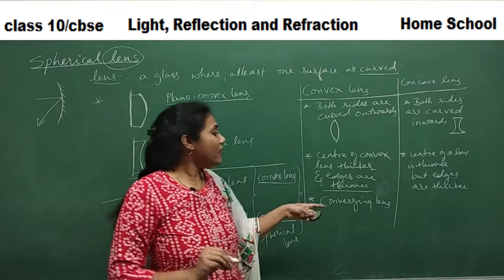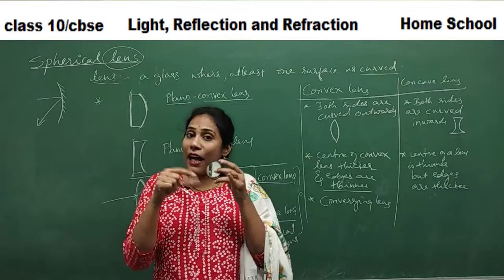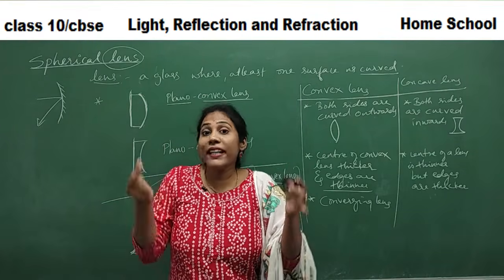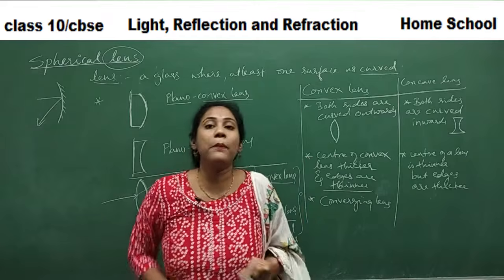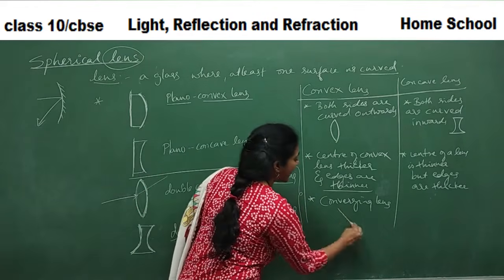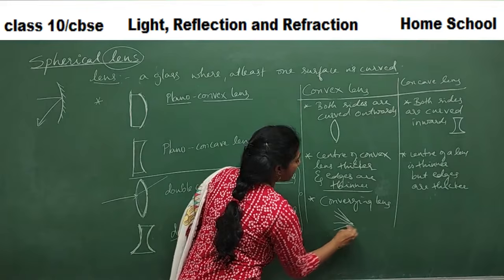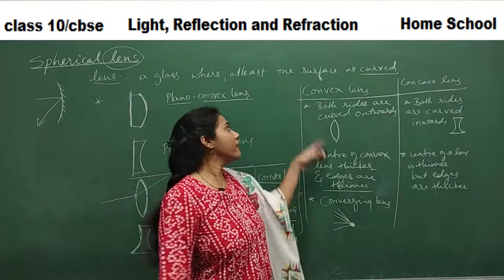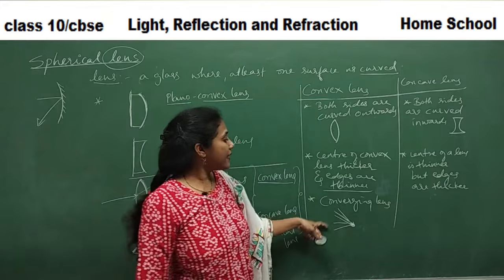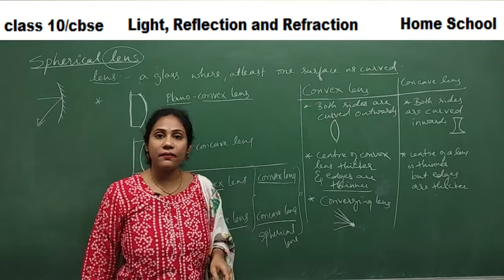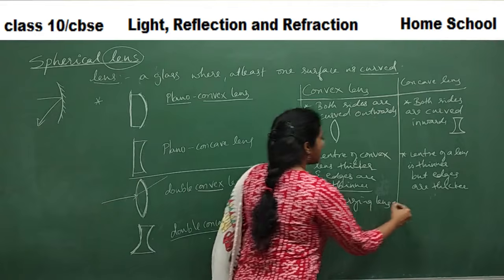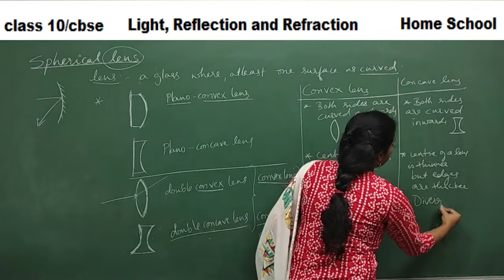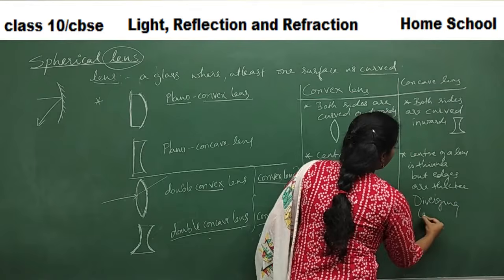Clear? Converging lens in the sense what? After refraction, the refracted rays converge. They meet at one point. The refracted ray actually meets at one point after refraction through a convex lens. That's the reason it is called a converging lens. Clear? Whereas the concave lens is called a diverging lens.